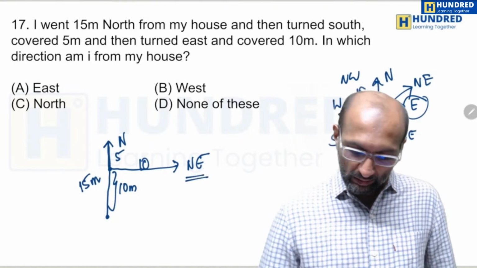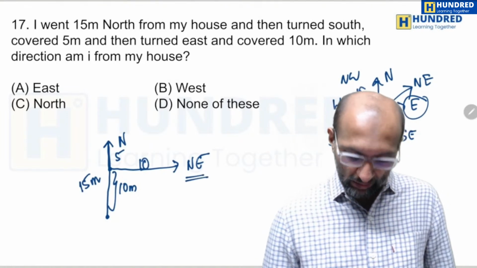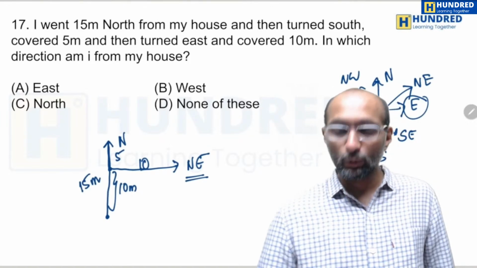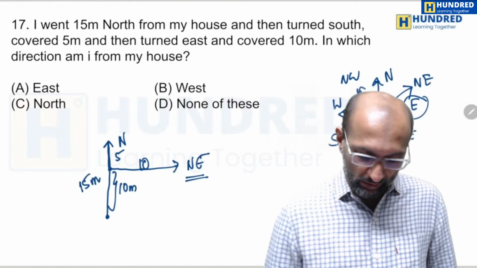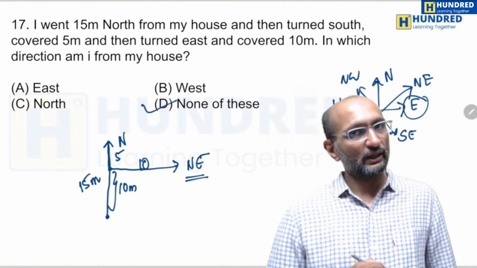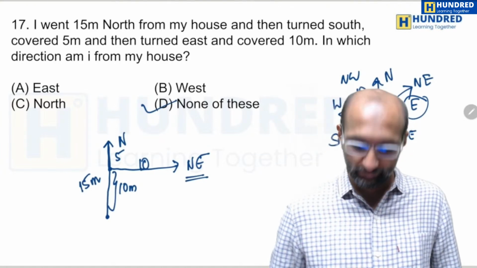I am not exactly north, I am in the northeast. This is what we saw, the different quadrants in a graph. So northeast is my correct answer. Okay? Excellent. Let's move on.